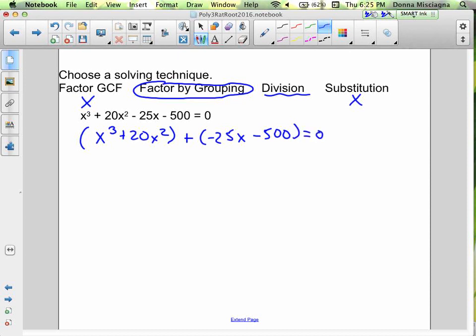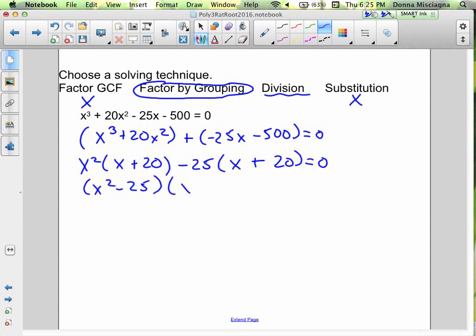Okay, and we'll pull out our greatest common factor, which is an x squared. Then we would have x plus 20, x plus 20, and then our greatest common factor here, both divisible by negative 25. And we would have x plus, well, 25 goes into 50 twice, so it's going to go into 500 20 times. We have x squared minus 25 times x plus 20 equals 0.